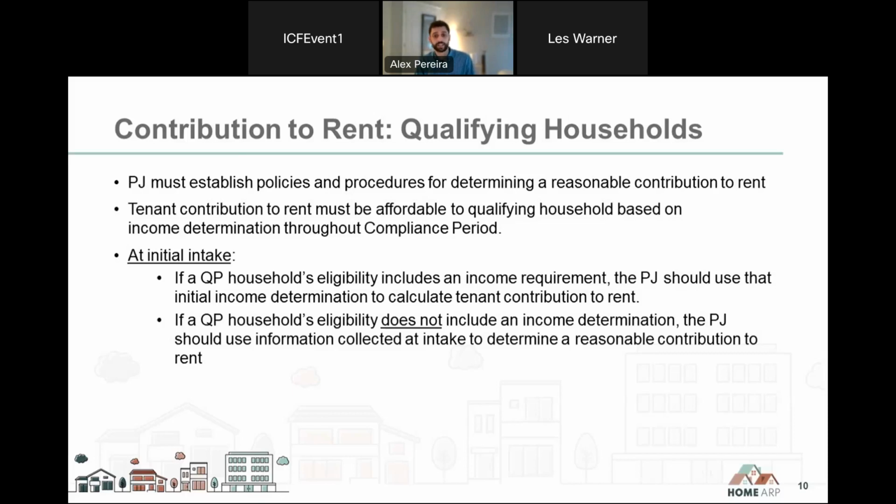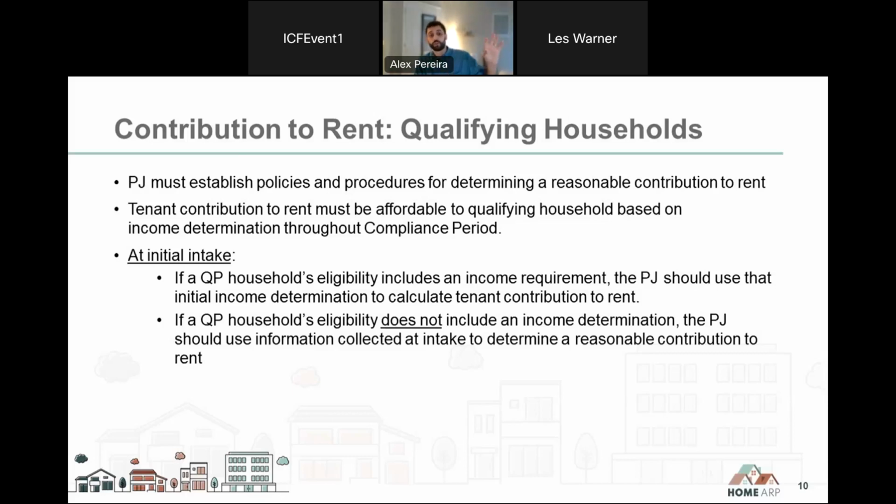At initial intake and during that first lease up phase, if the household is coming in as a QP that includes an income requirement in its definition, so that's primarily QPs 2 and 4, the PJ should use the income determination that took place when the household's eligibility under the QP definition was being determined to calculate the tenant contribution to rent.